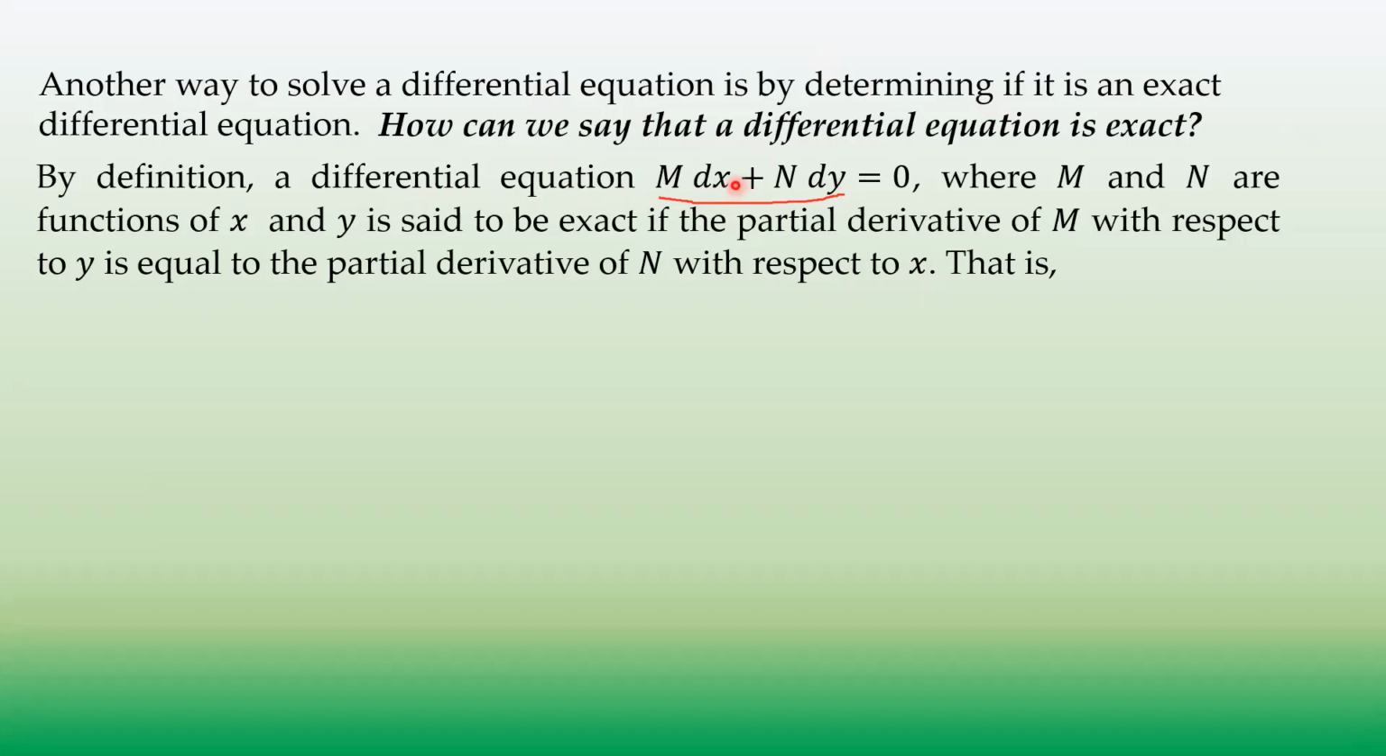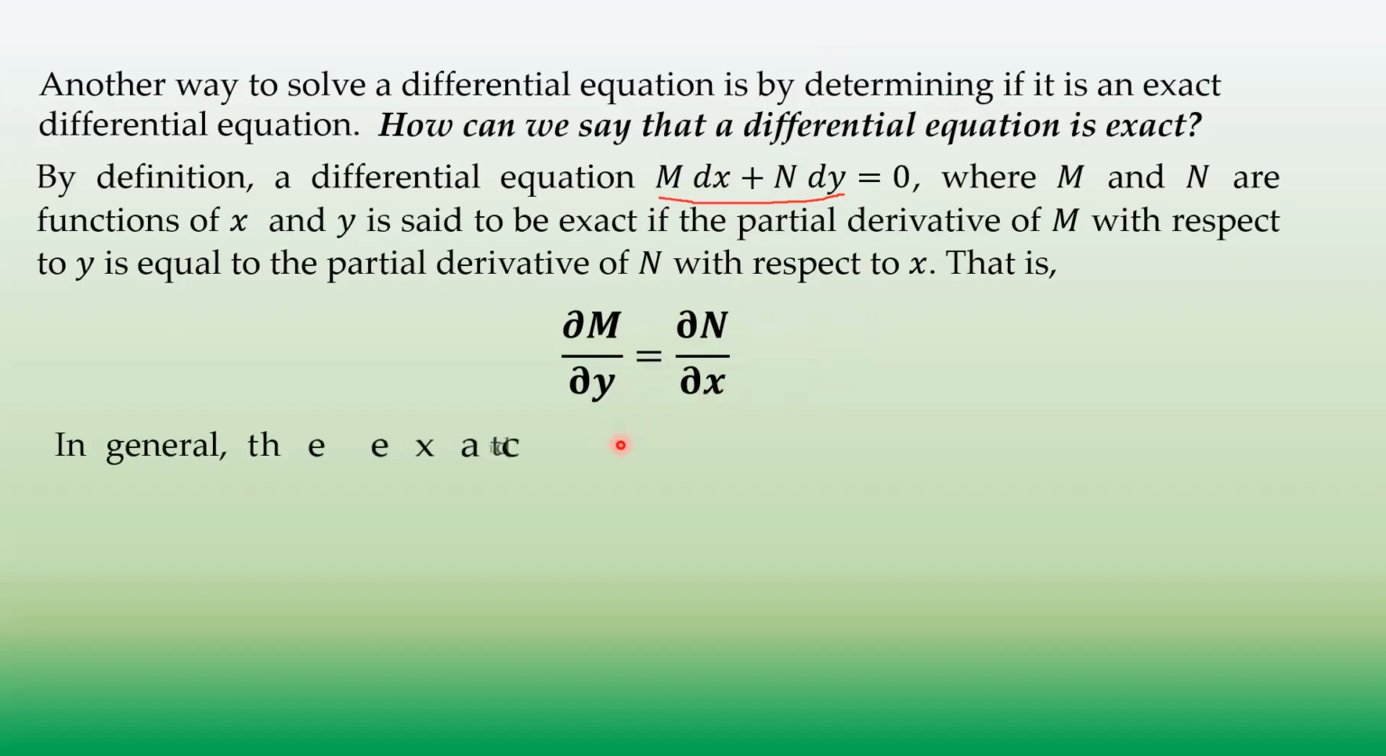Okay. So we're going to find the partial derivative of M with respect to the other variable y and the partial derivative of N with respect to the other variable x. So pag nag-equal sila, meron tayong exact differential equation. So that is, the partial derivative of M with respect to y must be equal to the partial derivative of N with respect to x, para magkaroon tayo ng exact differential equation.